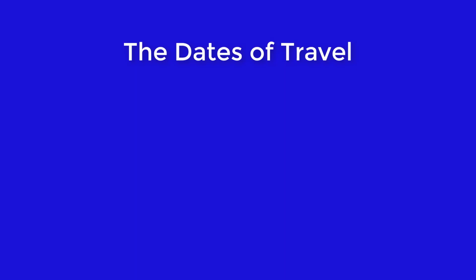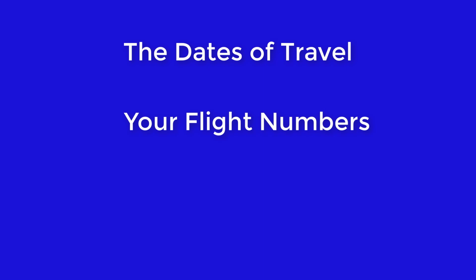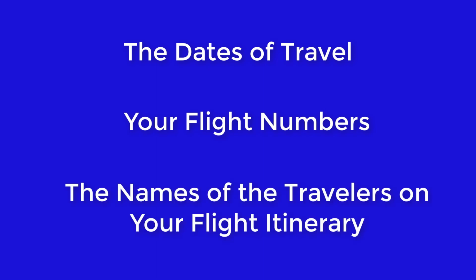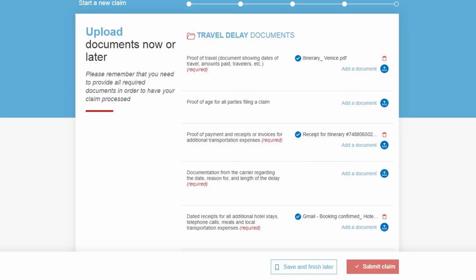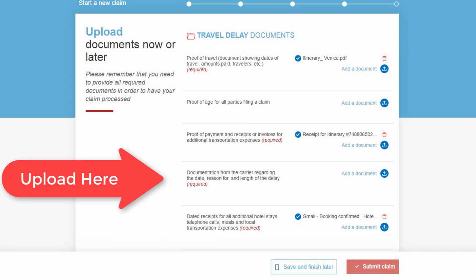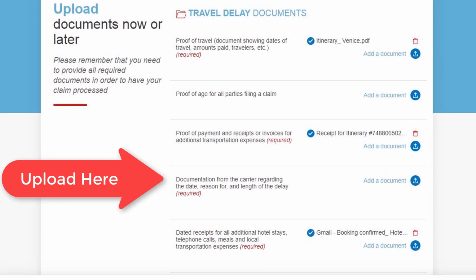You will probably need to provide them with the dates you were traveling, your flight numbers, the names of the people who were on that flight, and specifically ask for them to provide you with the cause of the flight cancellation or flight delay. When I did this with United Airlines, I received a response in only 4 days. When you receive this email response, just save it as a PDF document, and then you can upload it into your travel insurance claim document.